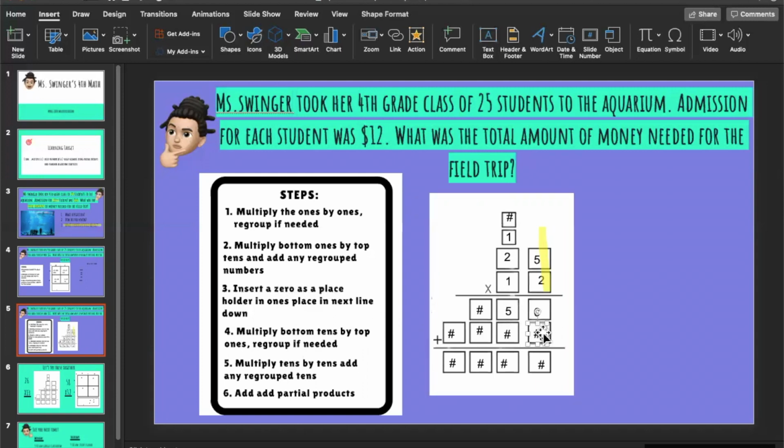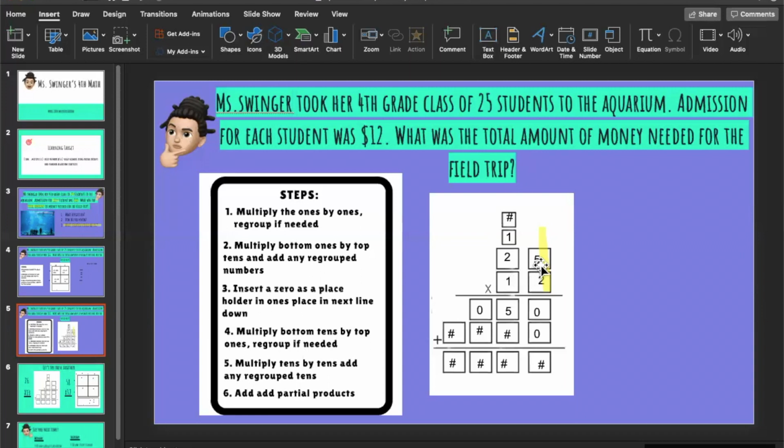Okay, then it says insert a 0 as a placeholder in the ones place in the next line that is down. So I'm going to go ahead and place a 0 here. And it looks like I should probably place a 0 here as a placeholder also because I did not need to go over to the ones place in my first row of standard algorithm solving this multiplication problem. Okay? So after I've done step 3, now I need to move on to step 4. Now it says I need to multiply the bottom tens by the top ones and regroup if needed.